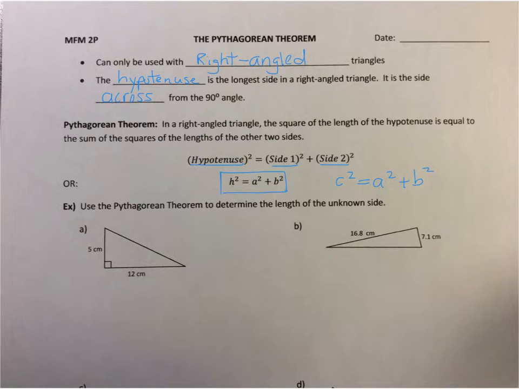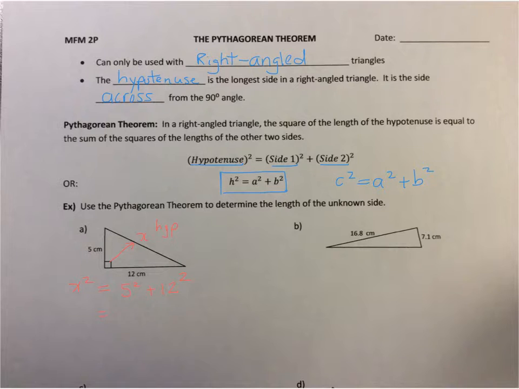Okay, so if we look at this first example, we want to use the Pythagorean theorem to determine the length of the unknown side. So in this triangle, I need to find the length of the side here, which is across from my 90-degree angle, which means it is the hypotenuse. So I could use my x squared by itself is equal to the sum of the squares of the lengths of the two shorter sides. So we're going to have 5 squared plus 12 squared being equal to x squared.